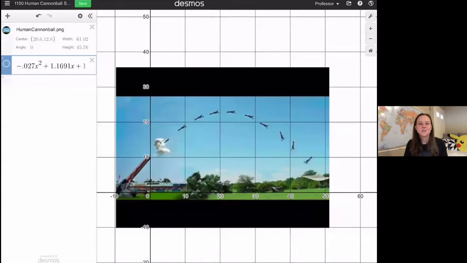We're going to finish up section 3.2 in this video with a couple of applications of quadratic functions. Here I have a Desmos file open. This one is linked on our resources for the week on our classes page if you want to pull it up for yourself. I've got a time-lapse picture of a human cannonball being shot out of a cannon, and I also have the equation that best fits the trajectory of this human cannonball. And it's a quadratic function.